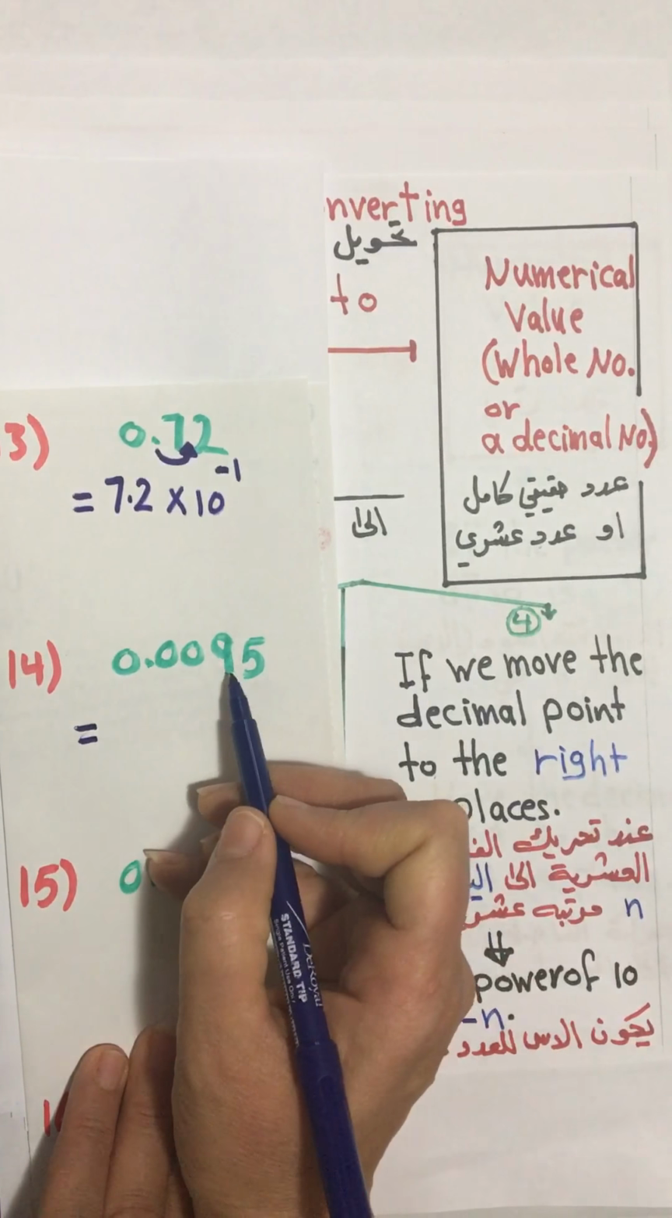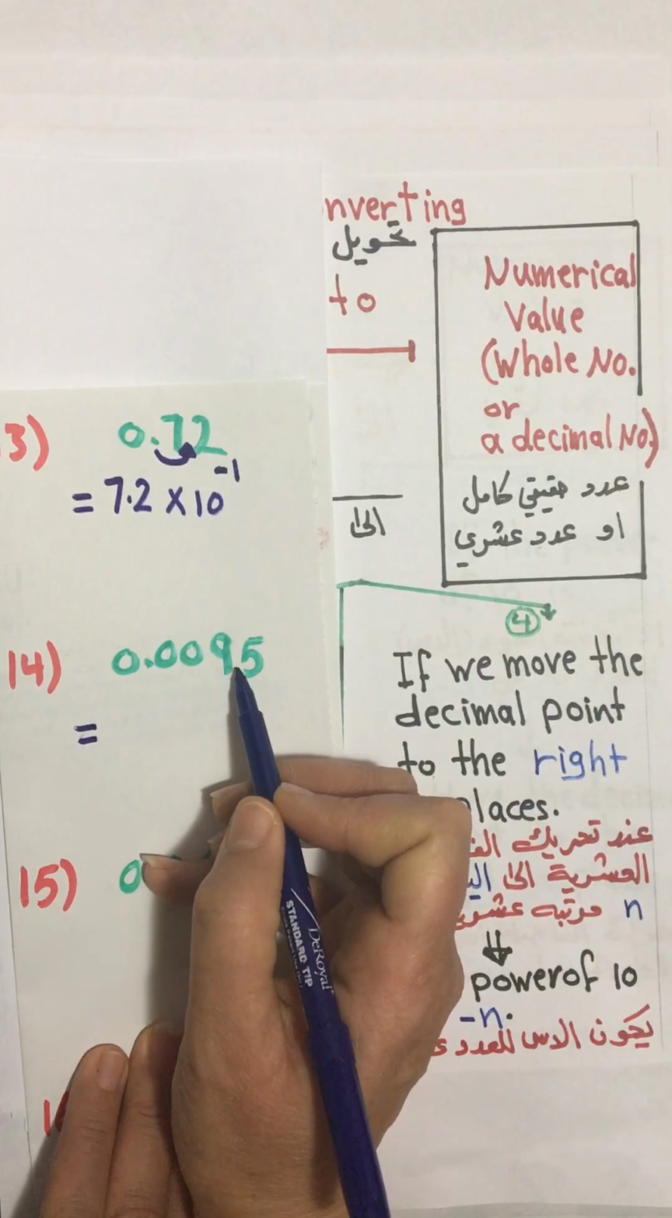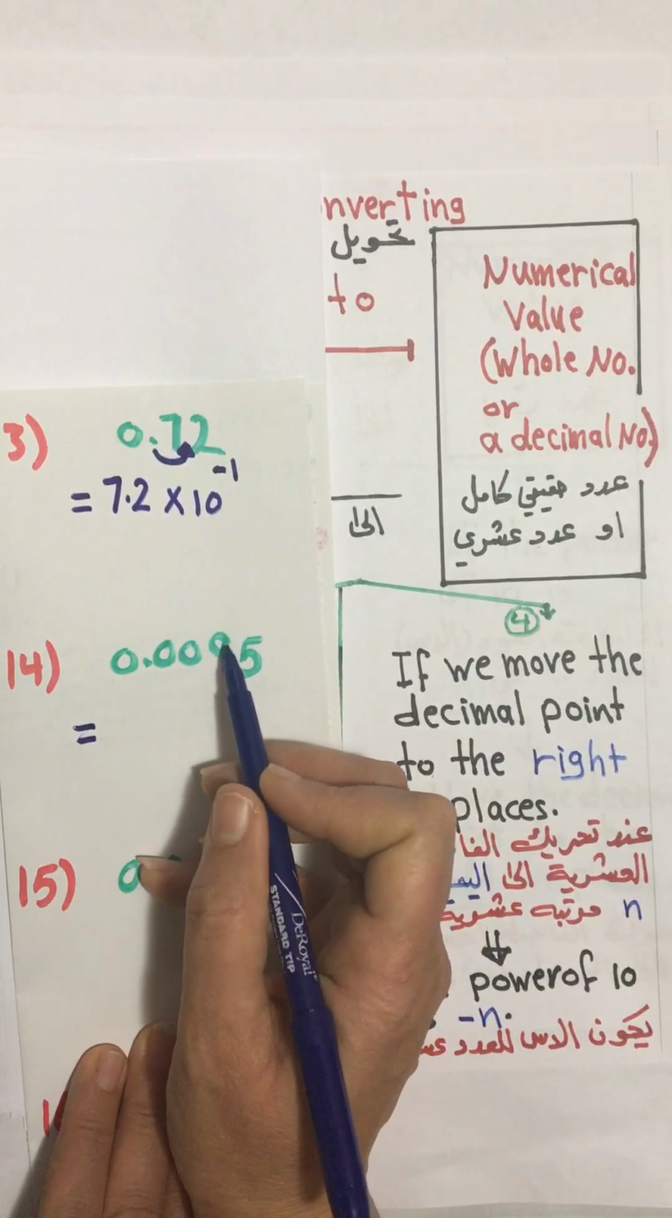Equals, the number I have is 95, so the decimal point should be between 9 and 5.